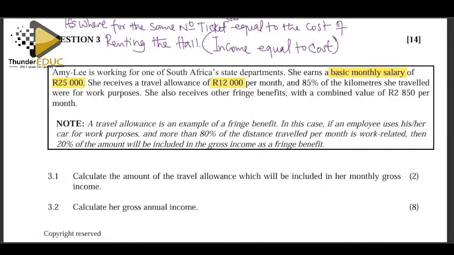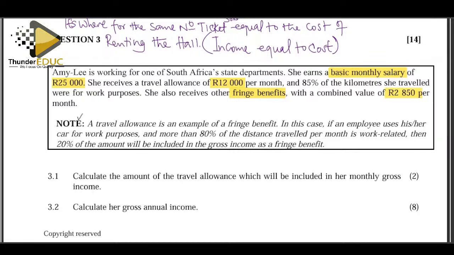85% of the kilometers she traveled were for work purposes. She also receives other fringe benefits. These are added benefits from the department with a combined value of 2,850. Okay, we put that aside. We start asking ourselves, what should we do? Calculate the amount of travel allowance which will be included in her monthly gross income.